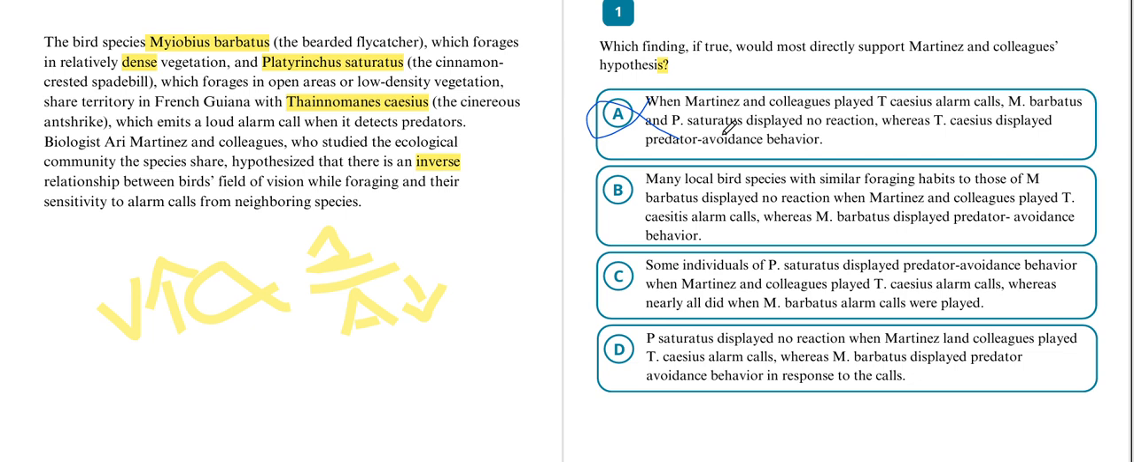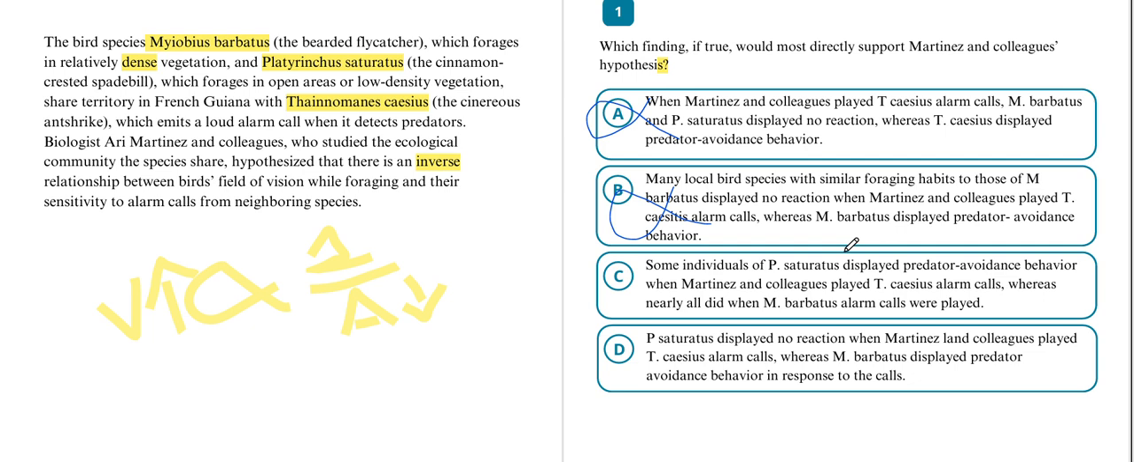The second option says many local bird species with similar foraging habits to those of M. barbatus displayed no reaction when Martinez and colleagues played T. cassius alarm calls. Again, no. This is wrong, because M. barbatus or similar local bird species will have a low field of vision and must have higher sensitivity to alarm calls. So this is directly saying the opposite, so it will be wrong.